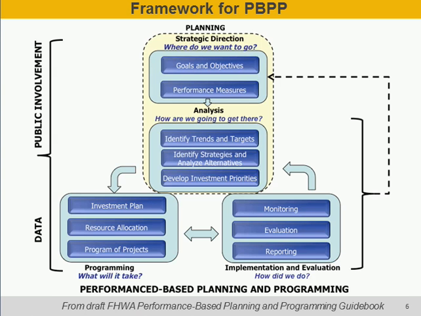You come out with an investment plan on how you're going to allocate your resources and a program of projects, and then you monitor how the system is performing and evaluate it. There will be a reporting process to periodically report on the state of the performance of the system, and then you cycle back to look at whether the strategies that we tried made the improvements that we thought, or whether we need to change our investment strategies. So it's a cyclical process where you start over again.